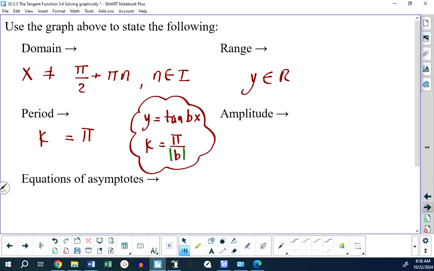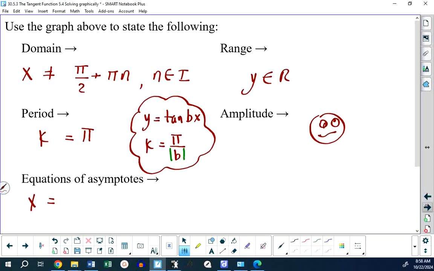What is the amplitude? Do you have the word amplitude in your handout? I think I've gotten rid of it. Now what I used to do is leave it in, and then I would just do this. Because it just doesn't make sense, right? There's no amplitude. There's no distance from the middle vertically of the graph to the maximum, because the maximum is infinity.